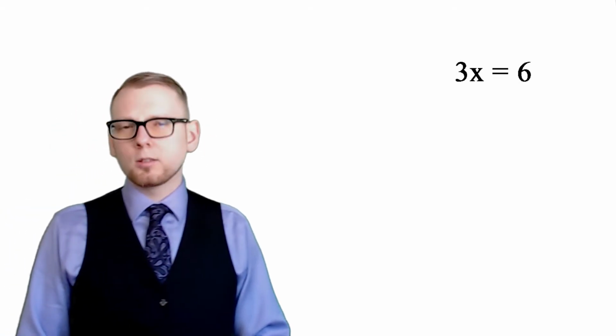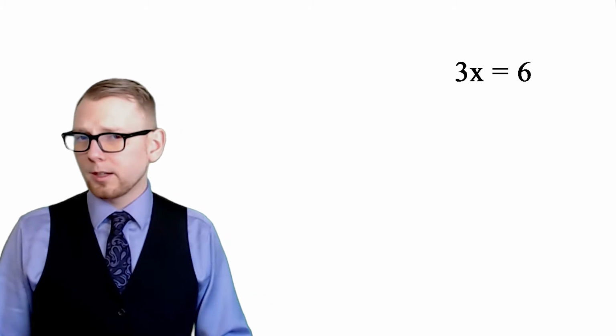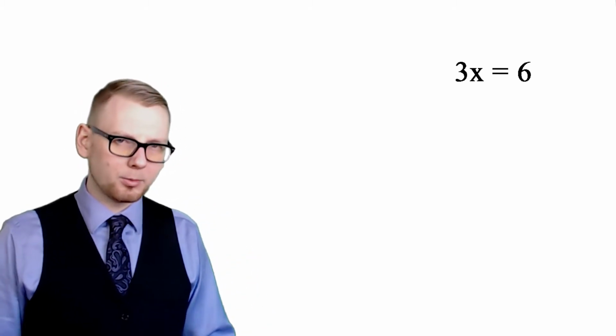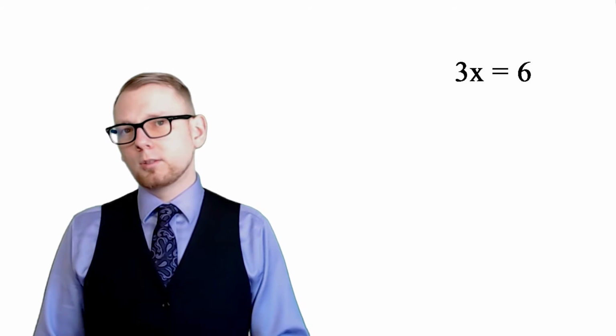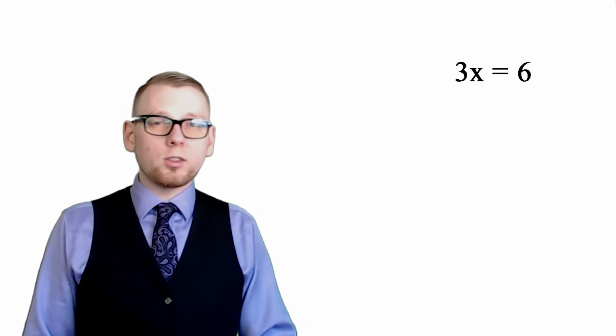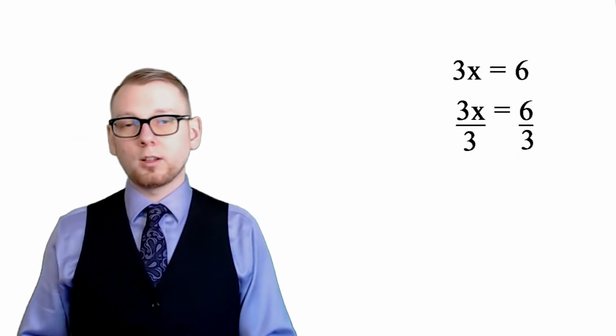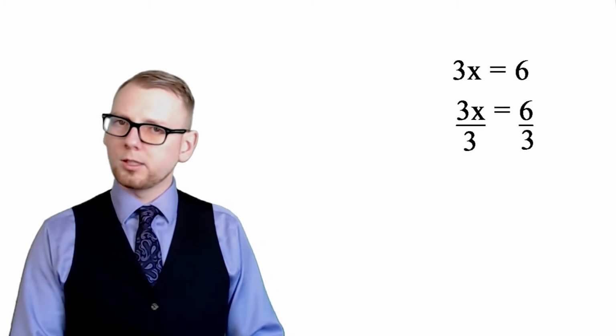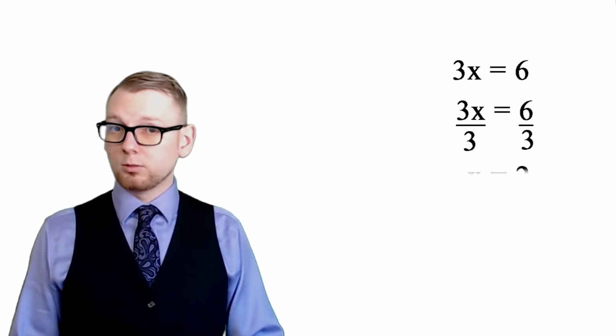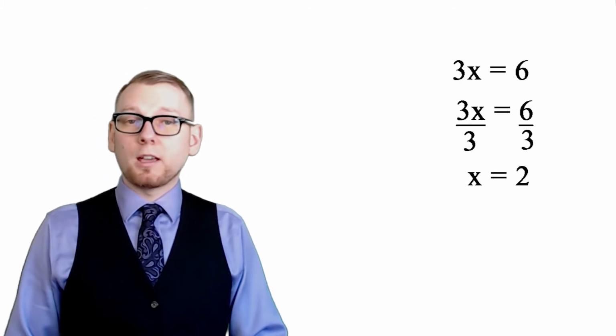How about 3x equals 6? We want x by itself, but we have a 3 that's being multiplied onto it. We remember that with fractions, if we have a 3 and we divide by 3, we get 1. So we'll do that. Let's divide both sides by 3. So now we have 3x divided by 3 is equal to 6 divided by 3. The 3's cancel out and just give you 1. So then we have x equals 6 divided by 3. So x equals 2.